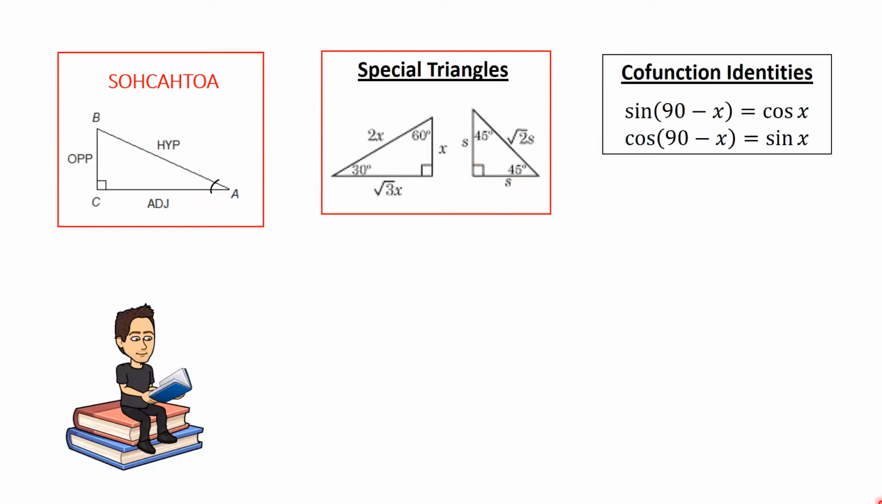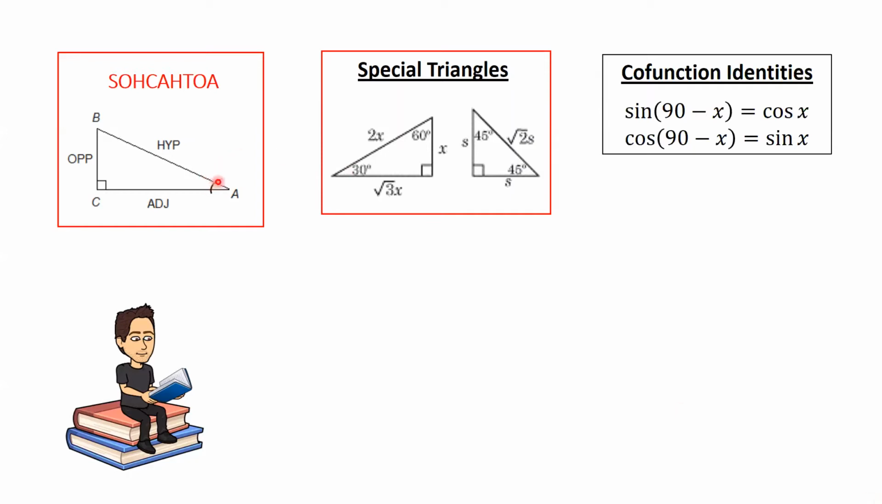The cofunction identities are very important. They come up all the time. So sine 90 minus x equals cosine x, and cosine 90 minus x equals sine x. These look a little mysterious when written down, but geometrically they make perfect sense.